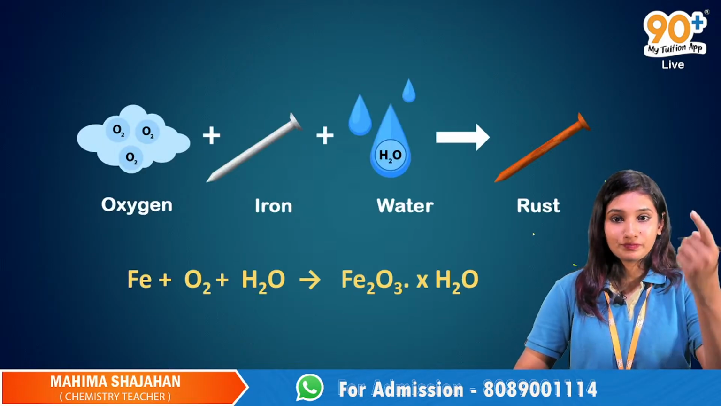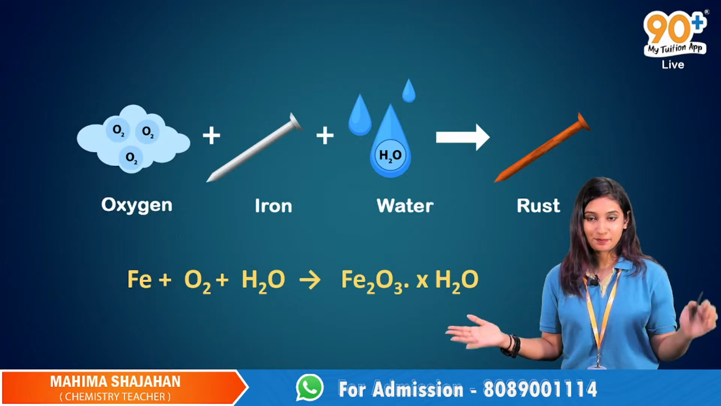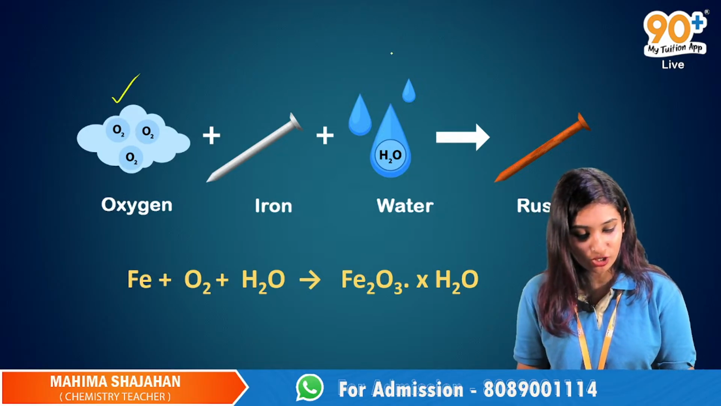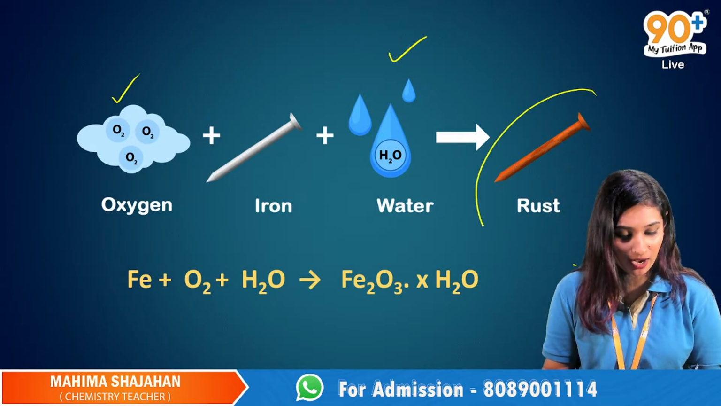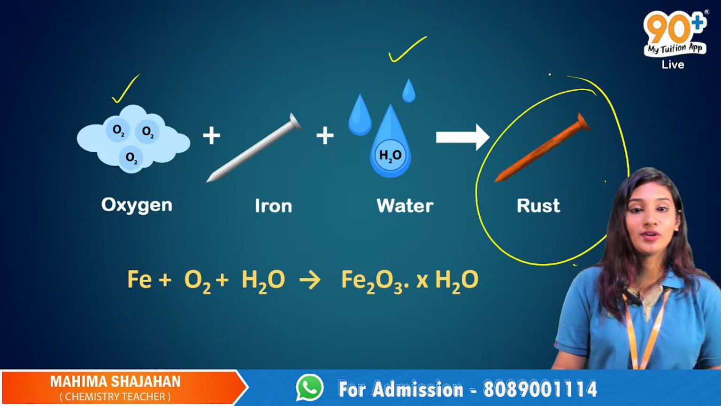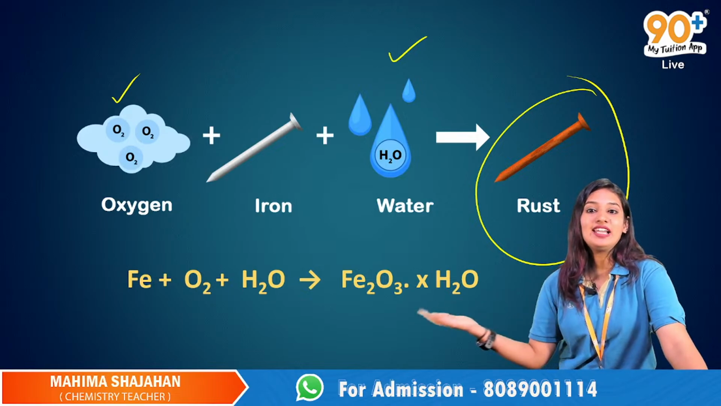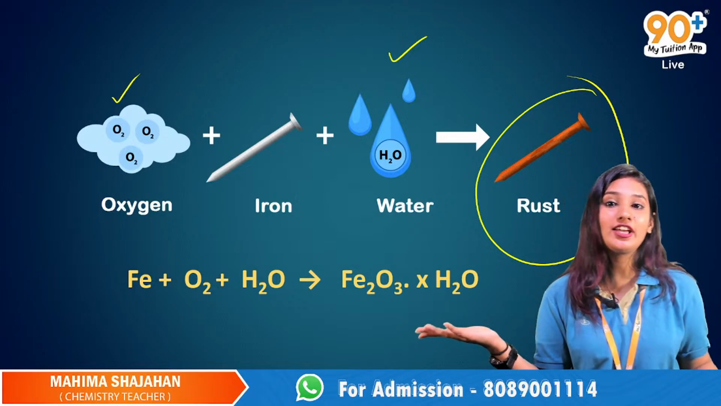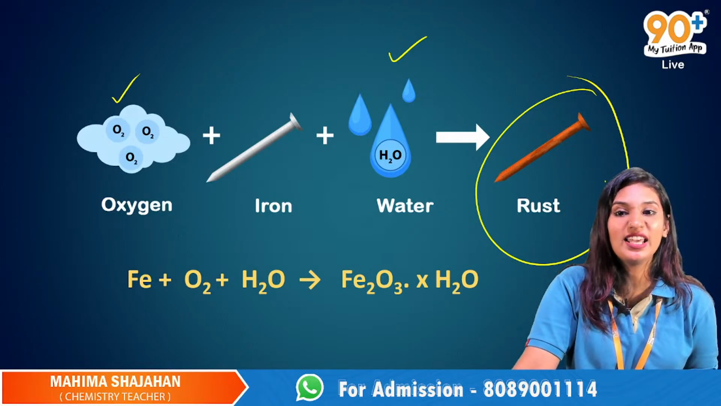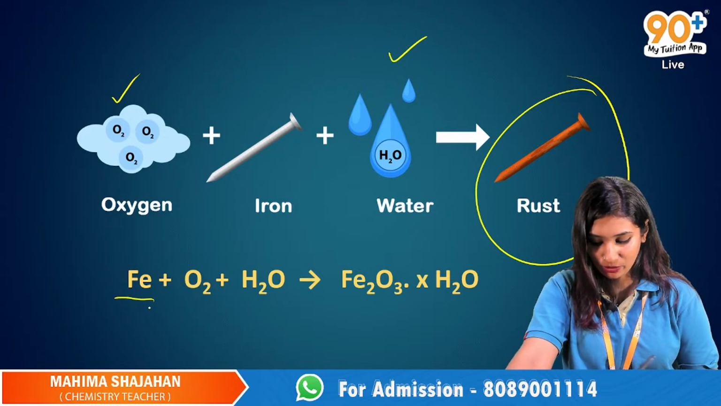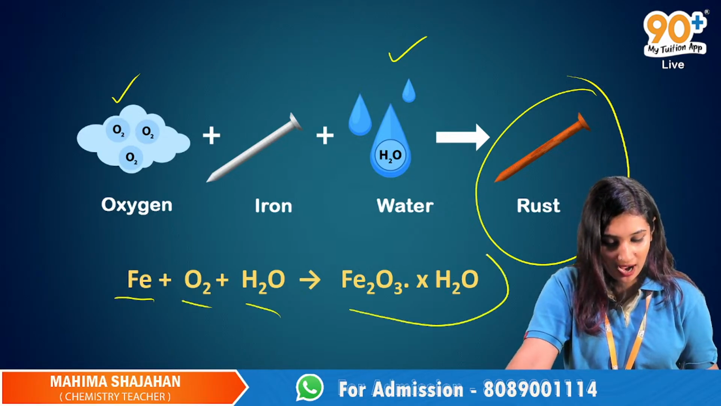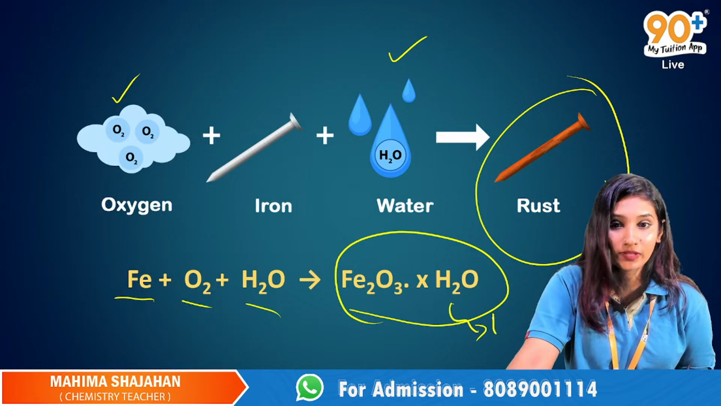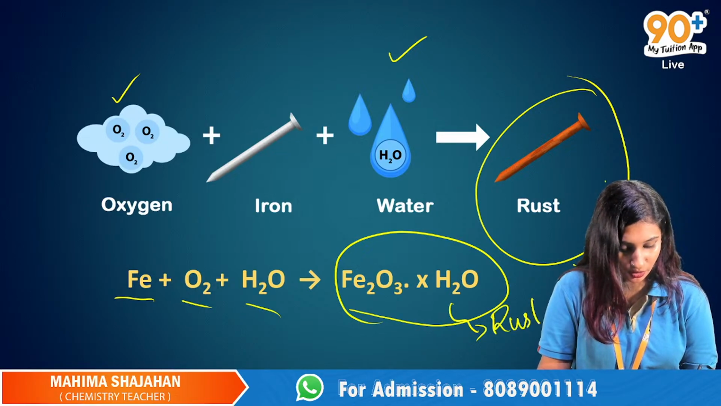Okay, so this is the reaction that is taking place here. For the iron objects to corrode, it requires the presence of both oxygen and water. Then only it will undergo corrosion. Now, what is rust? Rust is nothing but hydrated ferric oxide. So, iron will react with oxygen and water to form hydrated ferric oxide, which is known as rust. Can you see this?